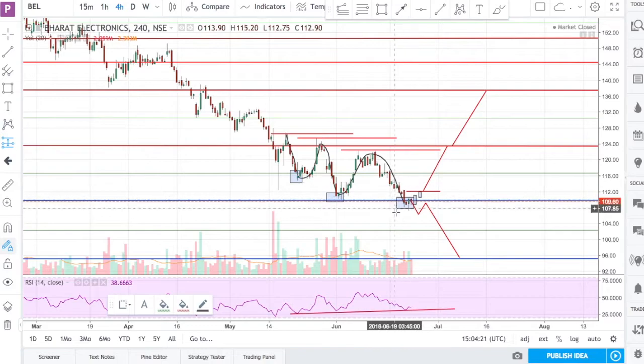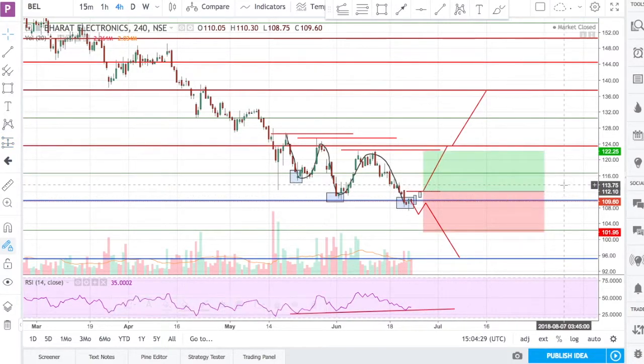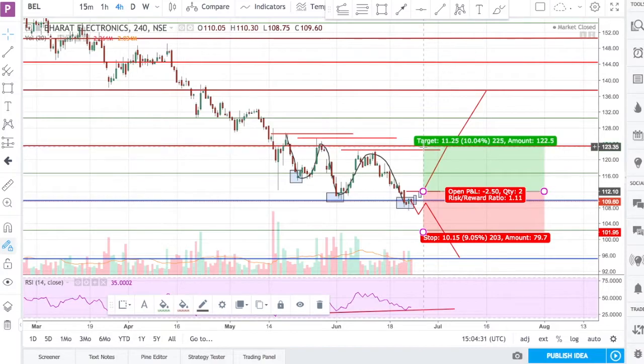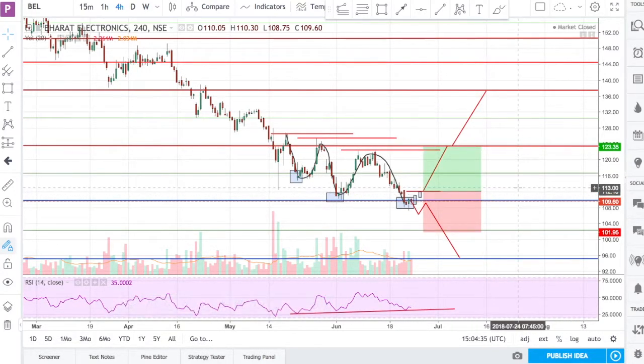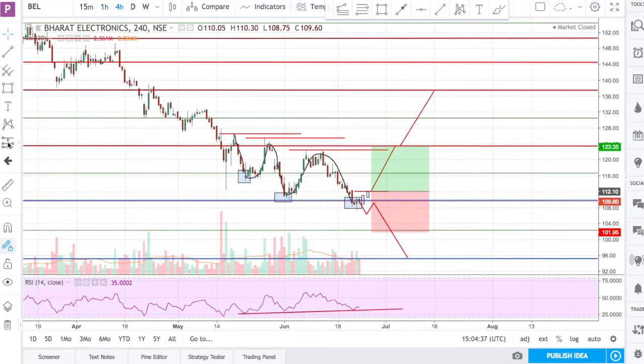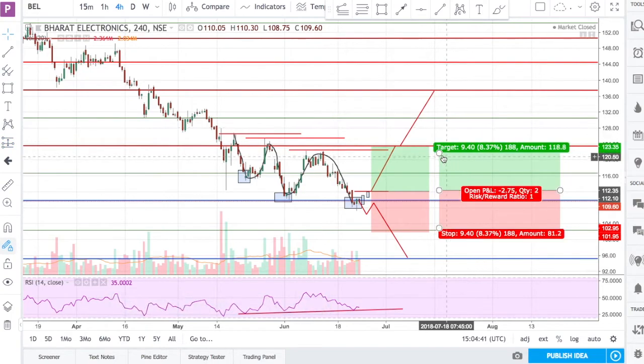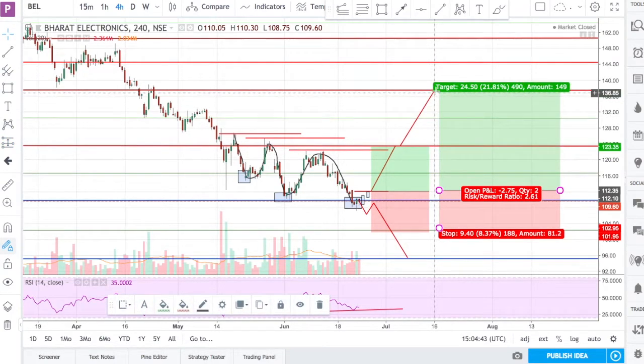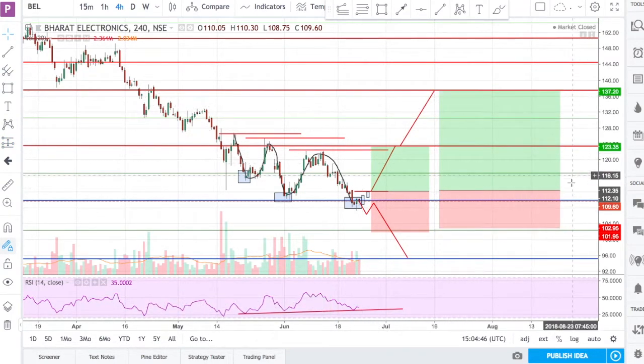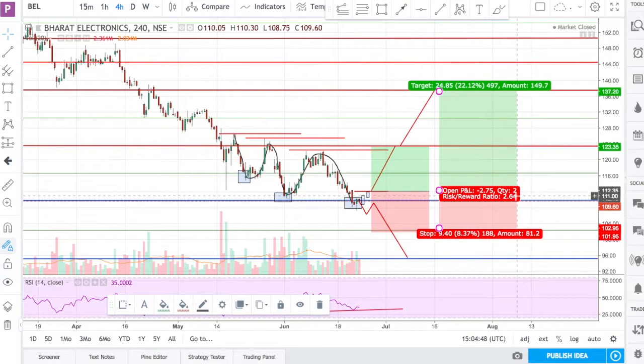Assuming we get a convincing higher high closing and we place a trade on the very next candle, our first target should be this, followed by all the way up into this level as our second target.